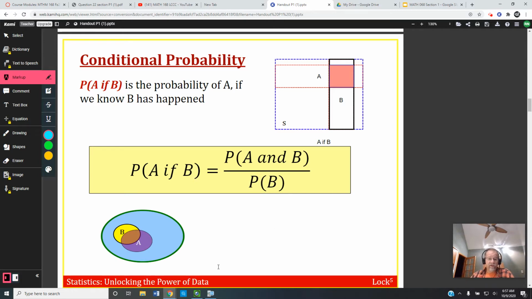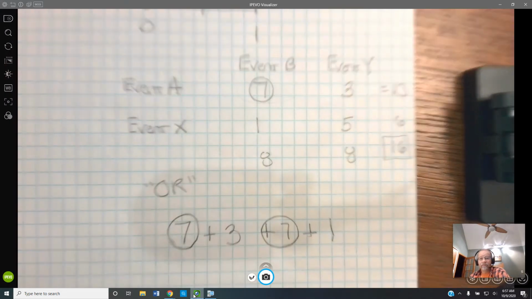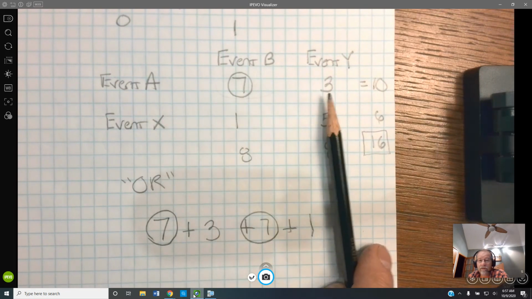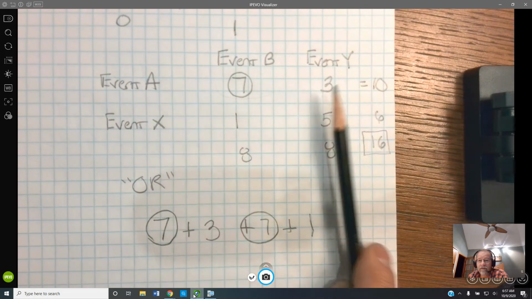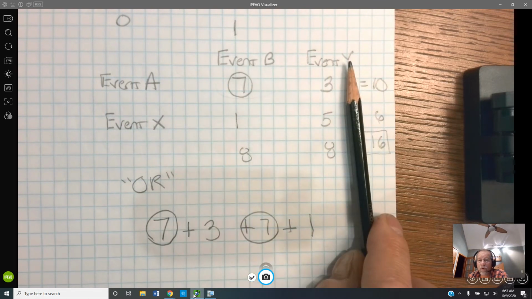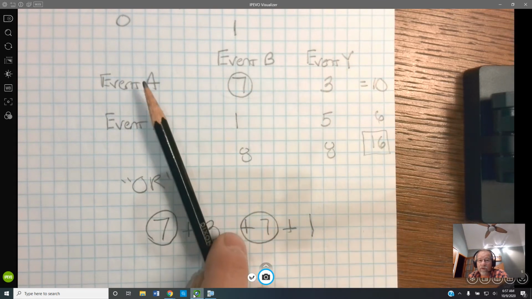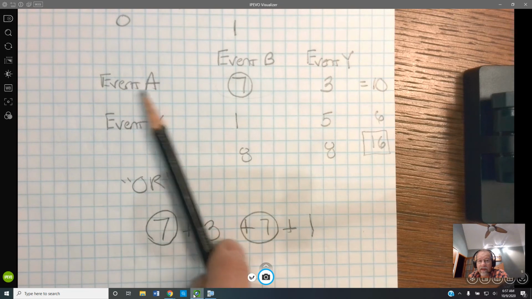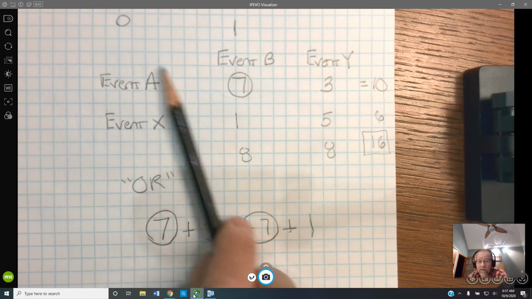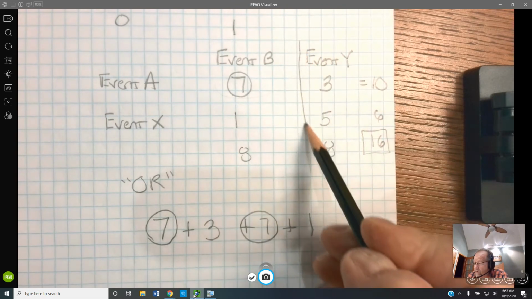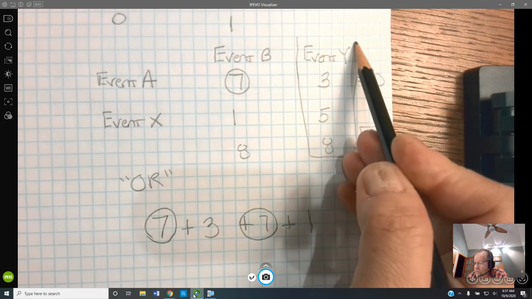So for instance, if I went back to my piece here, what's the probability of event A happening if I know event Y happened? Because event A has this and this probability of happening. But event A only has a probability, or has a modified probability, if I'm guaranteed I'm only looking in event Y.